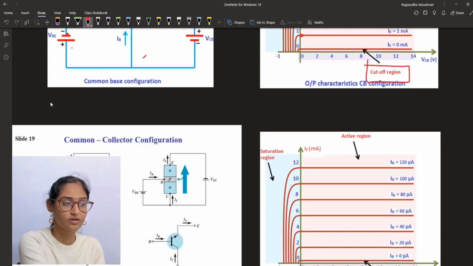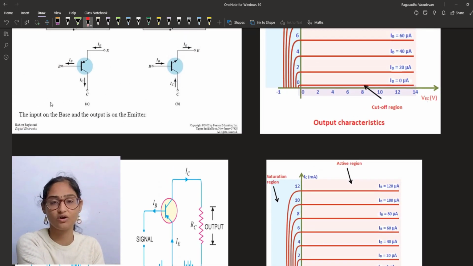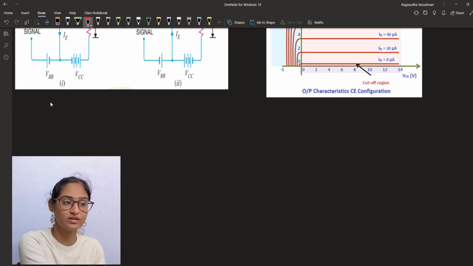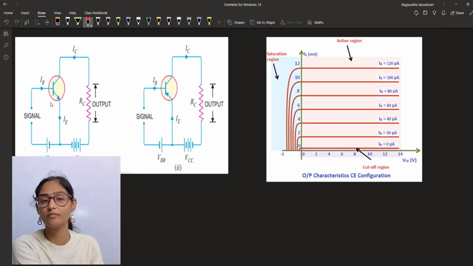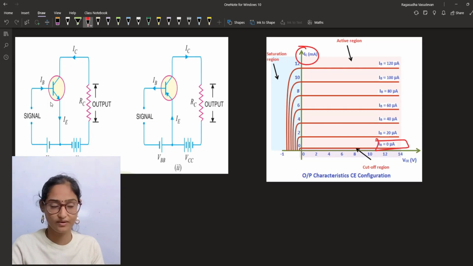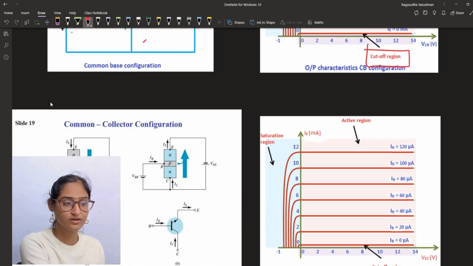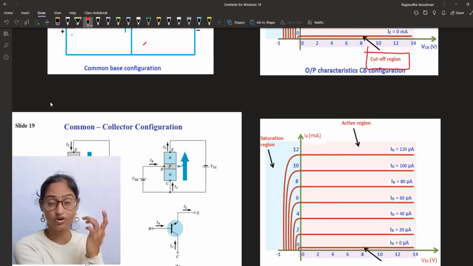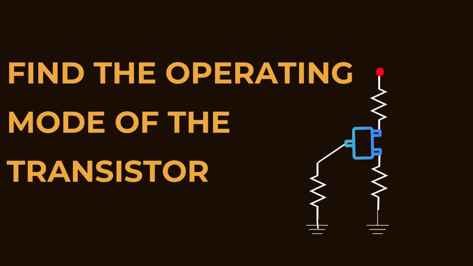This holds good for all three configurations: common collector, common base and common emitter. Just the common terminal will be different, but the output characteristics will be the same. I mean the curve path will be the same, but the current at the output and the current supplied at the input will vary. So this is the basic idea you need to have in mind about the three modes of operation. Let's solve one problem in this concept.